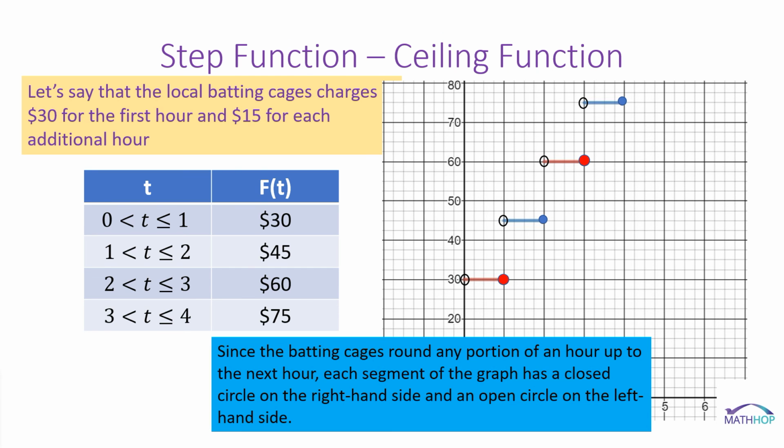Since the batting cages round any portion of an hour up to the next hour, each segment of the graph has that closed circle on the right-hand side and the open circle on the left-hand side. Because remember, if you spend an hour and 5 minutes at the cages, as far as they're concerned, that's 2 hours. Once you go over your hour, you have spent that next hour there. 1 hour and 10 minutes is the exact same as 1 hour and 59 minutes in their eyes.